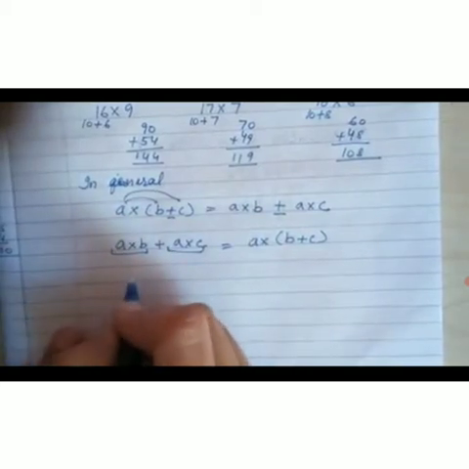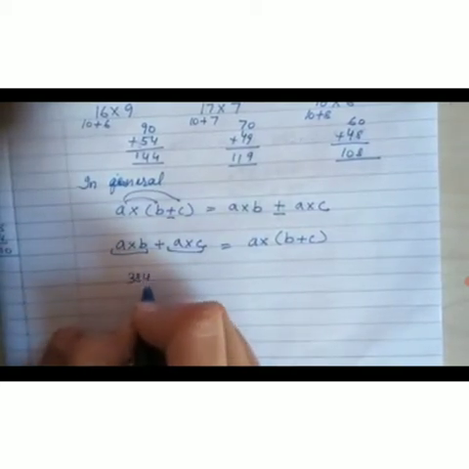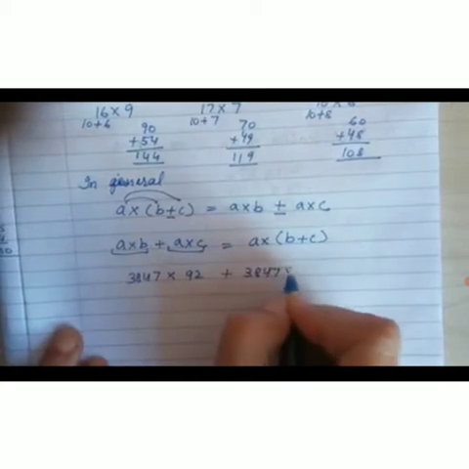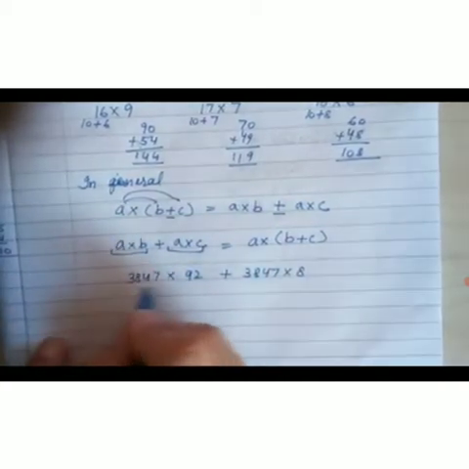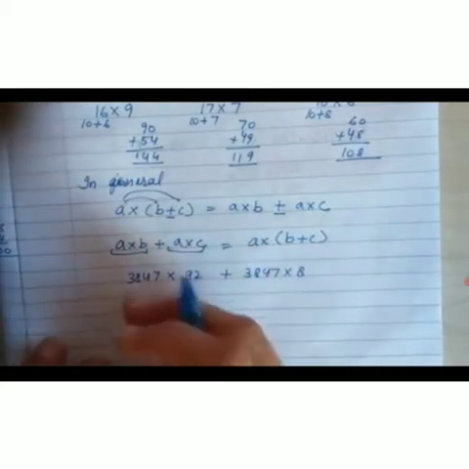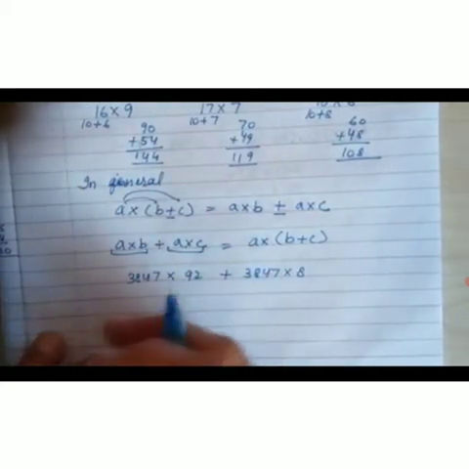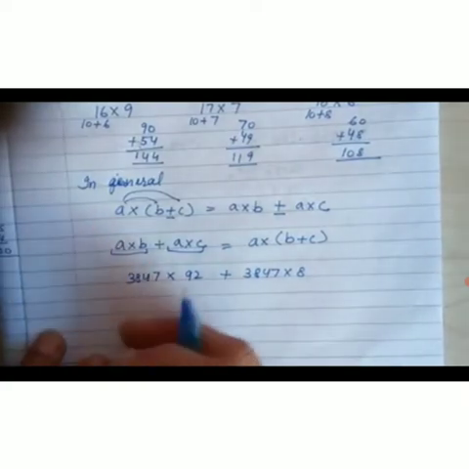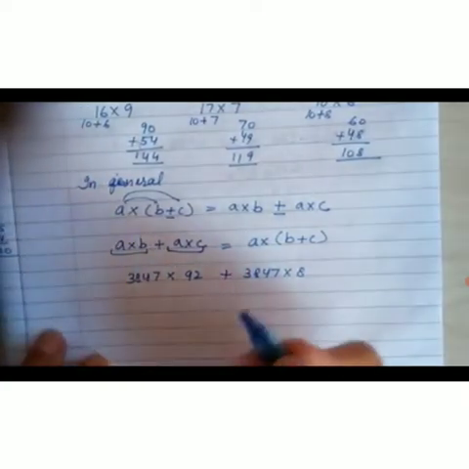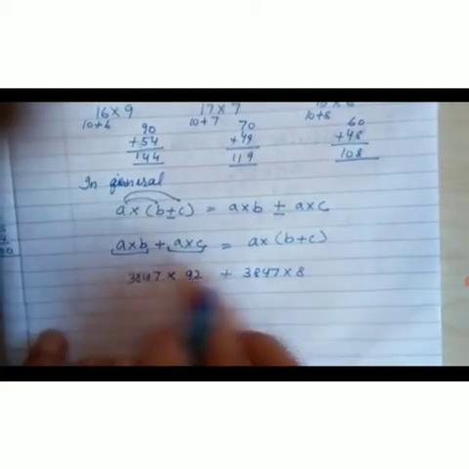Yes. So we can take the example 3847 into 92 plus 3847 into 8. See here, what is common in both the two terms? The plus sign is between the two terms, right? It is exactly in the middle. So 3847 is common to the two terms, right? Yes. So take 3847 as common.